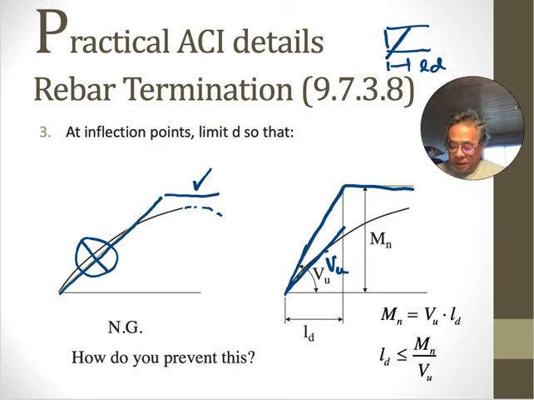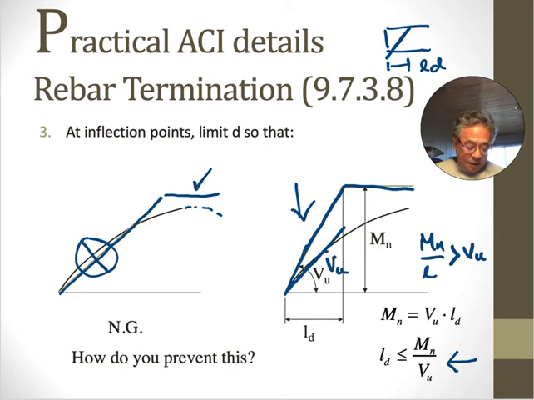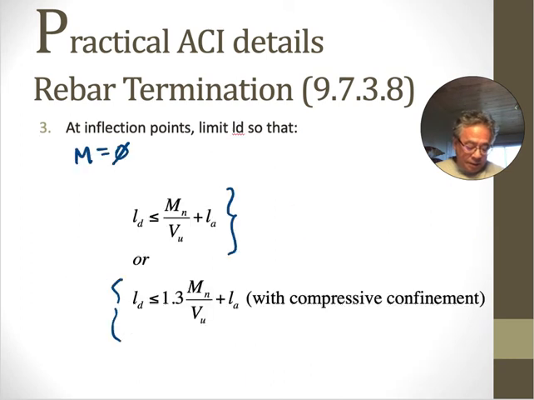So you need MN over L to be steeper than VU. And if you solve that for L, you get this. So the development length needs to be less than MN divided by VU. And that makes this happen. Okay, so now let's go back to the ACI requirement. So there it is. L less than MN over VU.